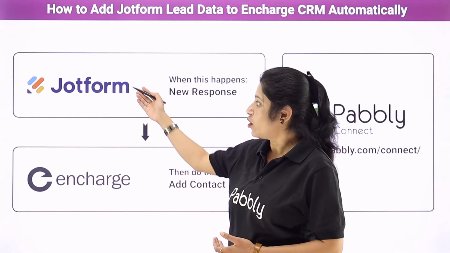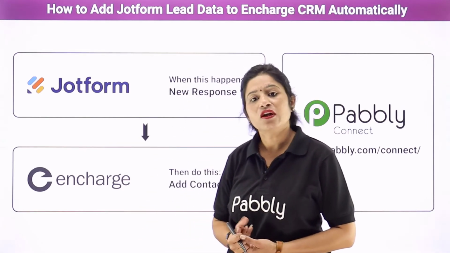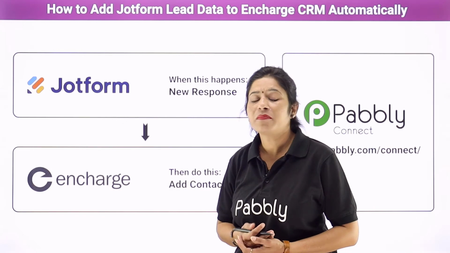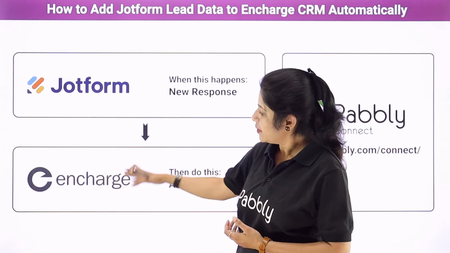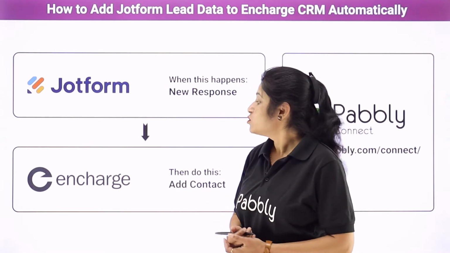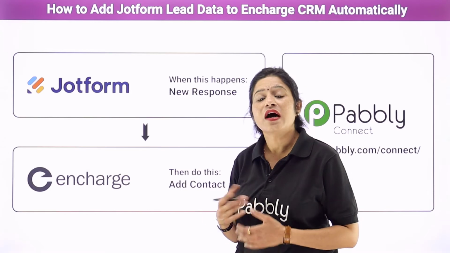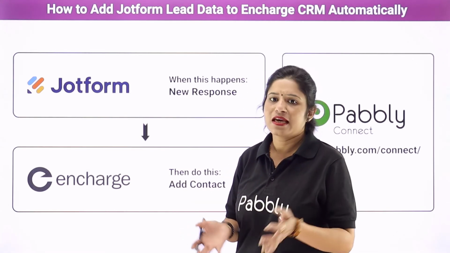The first one is JotForm, which is a form building software application. So in place of JotForm we can also use Google Forms, Paperform, Typeform or any other form building software application. And the second application we are using is Encharge, which is a CRM software application. So in place of Encharge, we can also use HubSpot CRM, Zoho CRM, Insightly CRM or any other CRM software application.